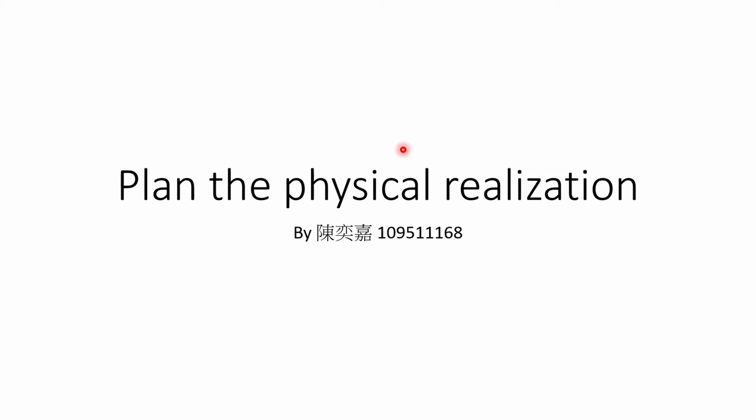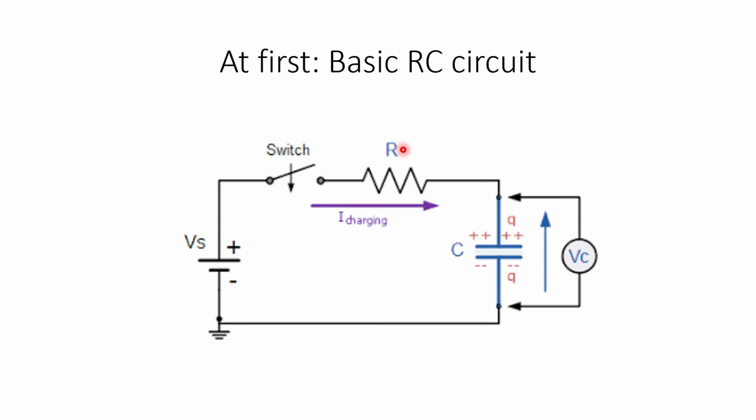Hello, my name is Chen Jia. I'm going to talk about how we plan the physical realization of our midterm project. At first, we will compose a basic RC circuit. What is an RC circuit? An RC circuit is a circuit with a resistor and a capacitor. And we will also add a voltage source here to create a square wave.